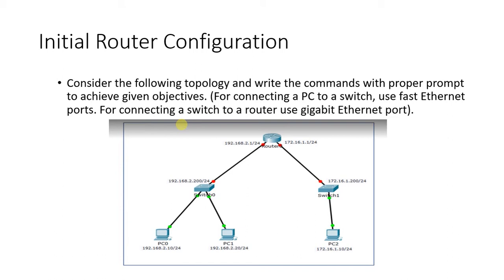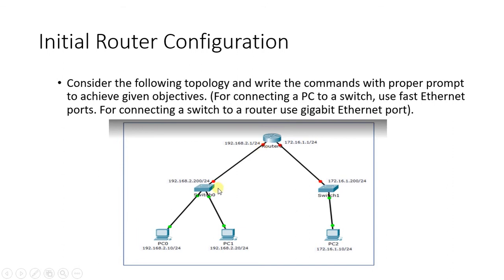So today we will see the different commands which we have to learn for basic router configuration, that is, assigning the IP address. We have already assigned the IP address to a switch using the interface VLAN 1 command. And here at the router we have two different interfaces: G0/0, which is connected to the 192.168.2.0 network, and another, G0/1 interface, which is connected to the 172.16.1.0 network. So we have to assign an IP address to both the interfaces.